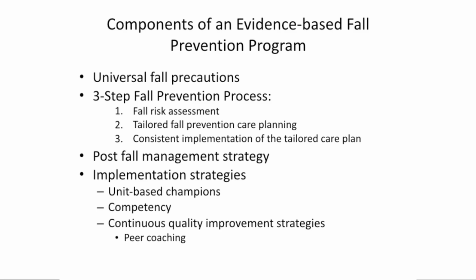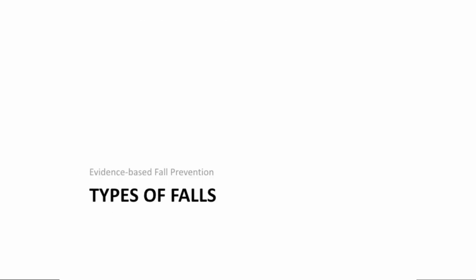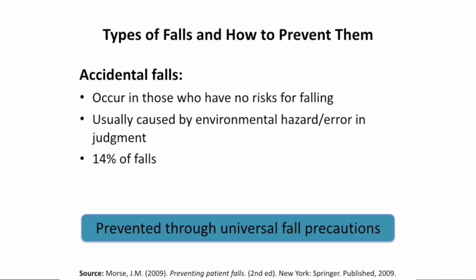First, the types of falls. There's preventable falls and non-preventable falls. The good news is that most falls are preventable. Under preventable falls, we have accidental falls. These are falls that could occur in any patient. They're usually caused by an environmental hazard, and they account for about 14% of falls. We prevent accidental falls by using universal fall precautions.